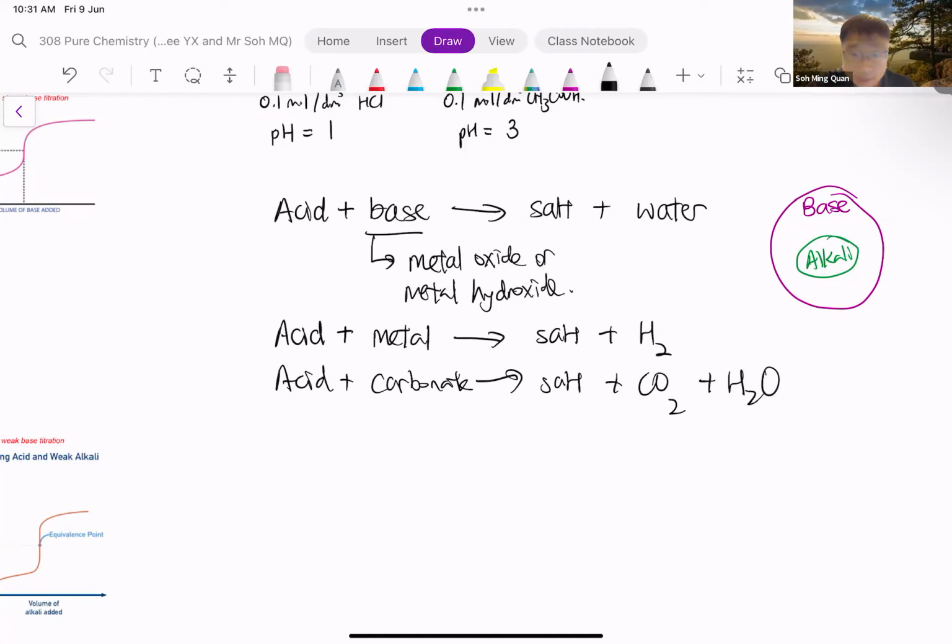Okay. Now, these are the three reactions. How do you differentiate between bases and alkalis? You can differentiate between bases and alkalis just by looking at whether they dissolve in water. If the metal oxide or metal hydroxide can dissolve in water, then it's an alkali. Okay? So these are the three reactions of acids, which I'm sure you know by now.